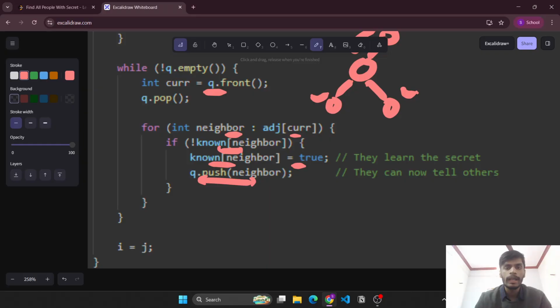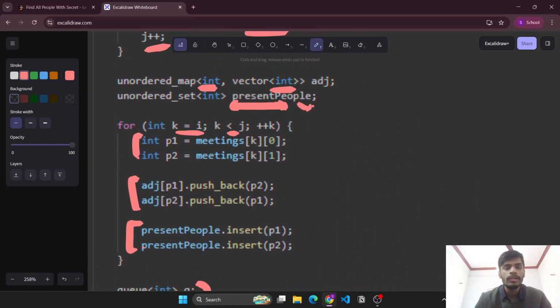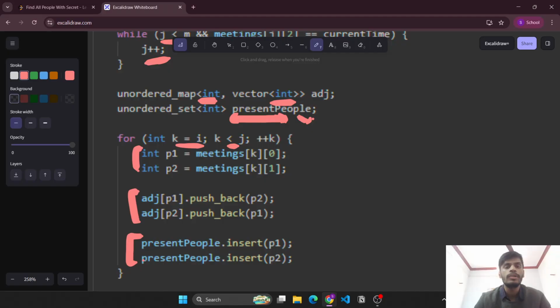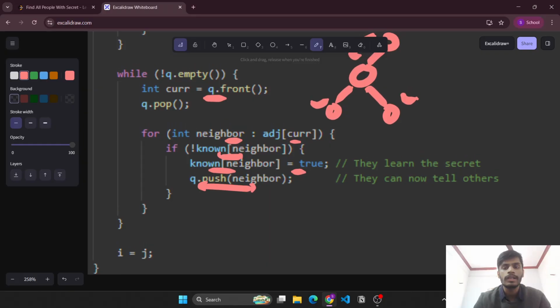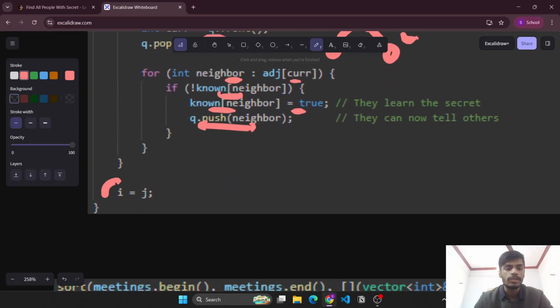Okay, so in the end, we'll update our i with this j value, because j now points to the start of the next time, the first meeting which occurs at the next time. So we'll update our i with j.